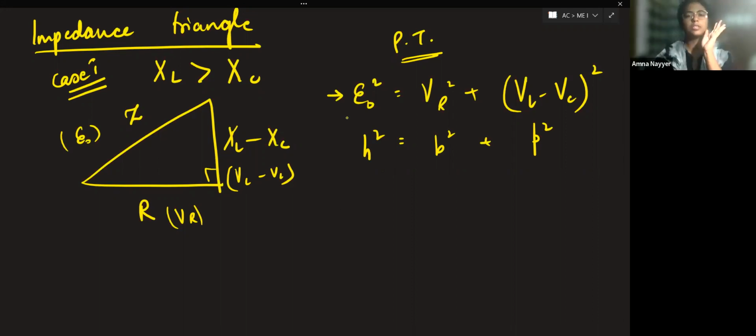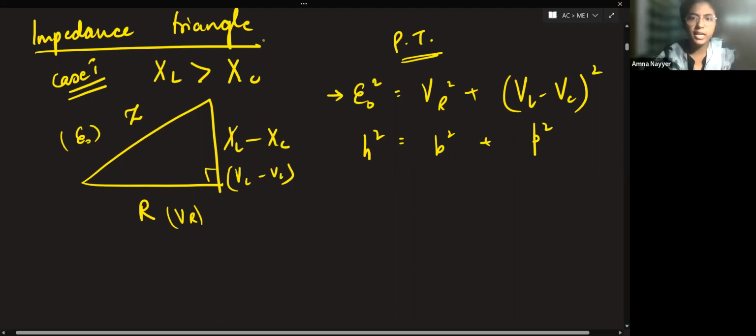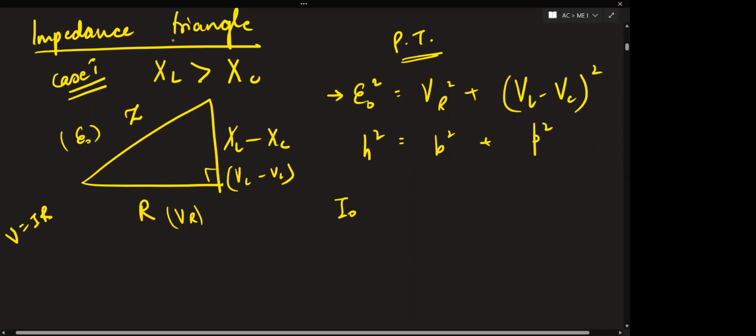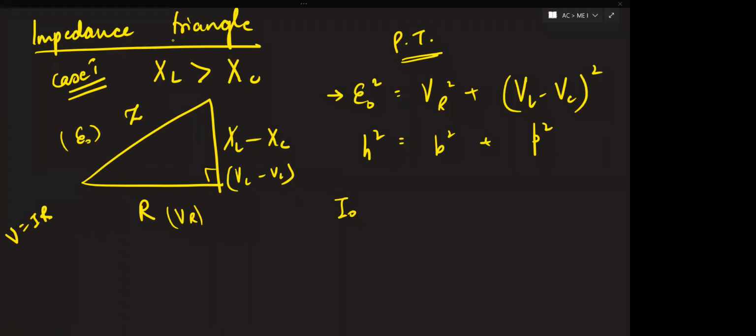Just this equation was needed. Now put in the values using Ohm's law. Ohm's law was what? V is equal to IR. So E naught will be the current in the circuit I naught multiplied by R. Not R square, or just leave this. E naught, let's leave it right now. Let's write first the values of these two.